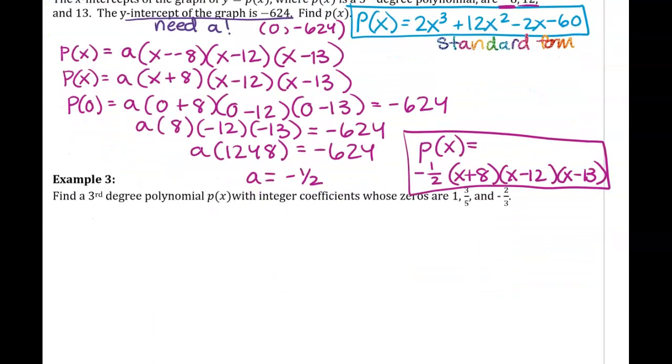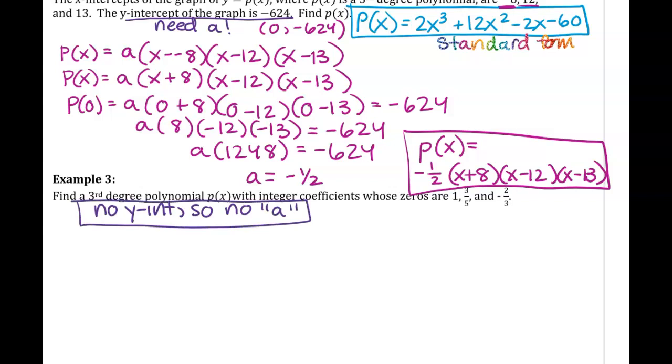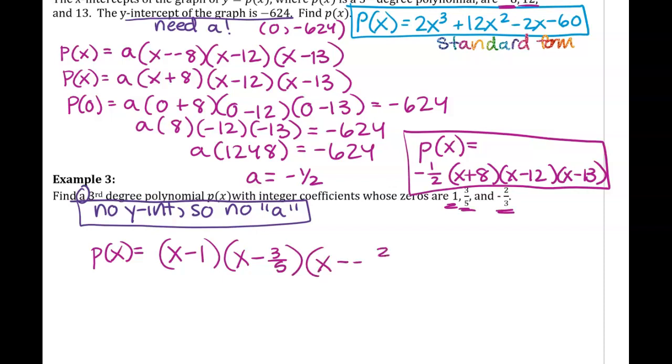For this next one, all we have is zeros. We don't have a y-intercept. So no y-intercept, so no a. The key is this is just like a third degree polynomial, so one of them, versus when you have a y-intercept, you have the exact polynomial. So if we do this, we can just say p of x equals x minus 1 times x minus 3/5 times x minus a negative 2/3.